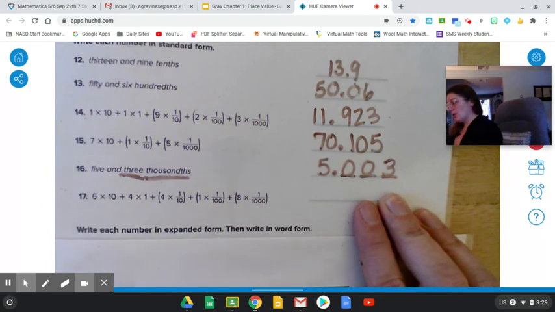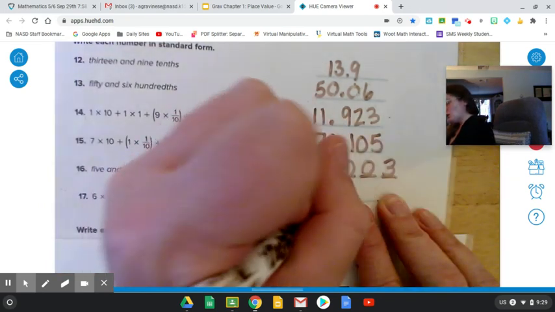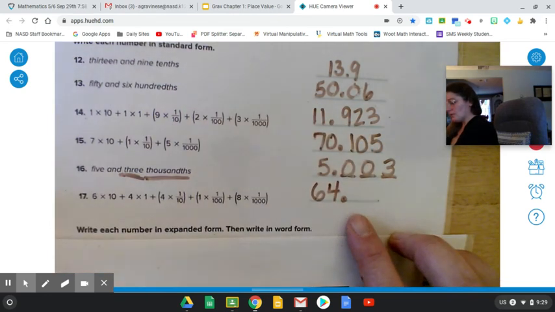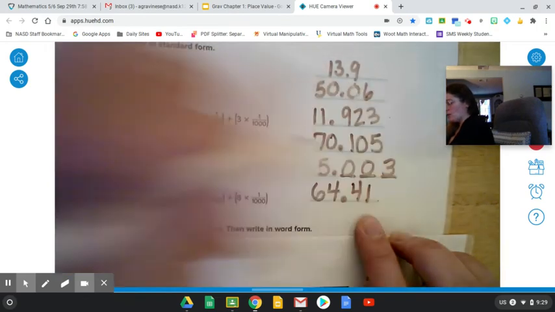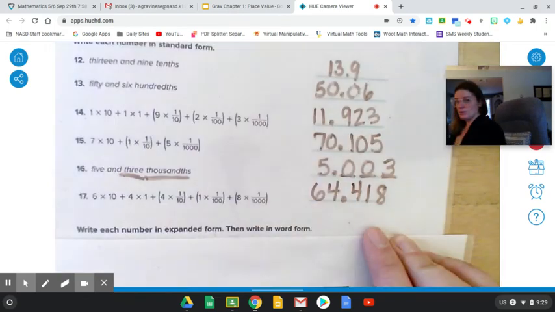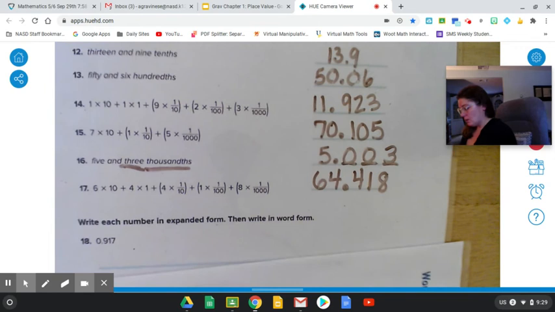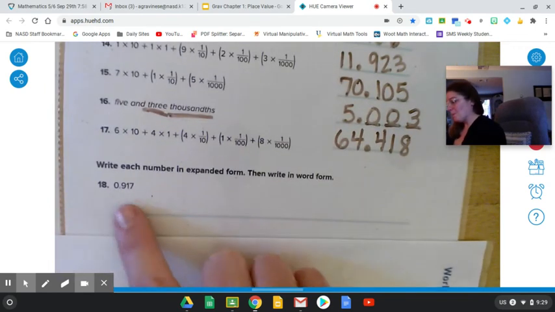And lastly, number 17, 6 times 10 is 60. 4 times 1 is 4. So 64 and 4 in the tenths place, 1 in the hundredths, 8 in the thousandths. 64 and 418 thousandths. Now let's put these numbers in expanded and word form.